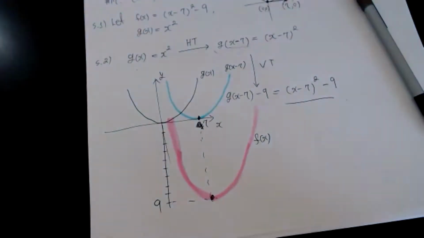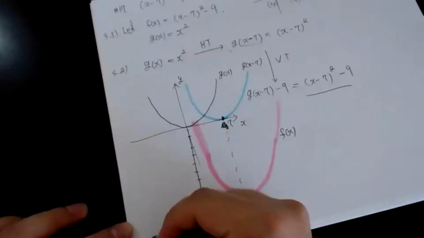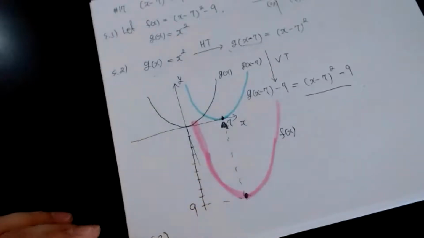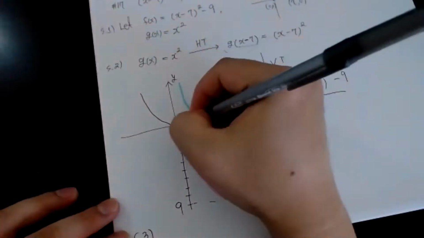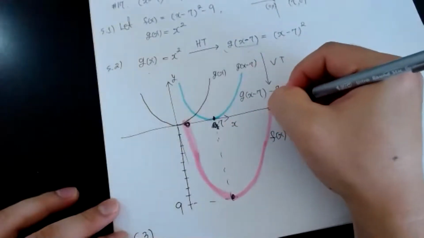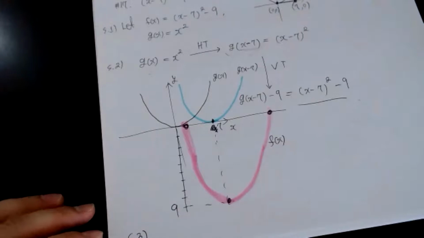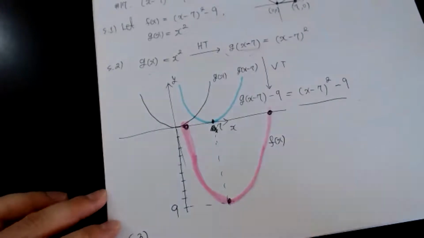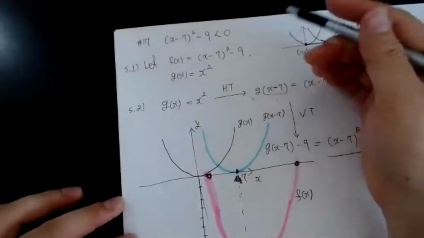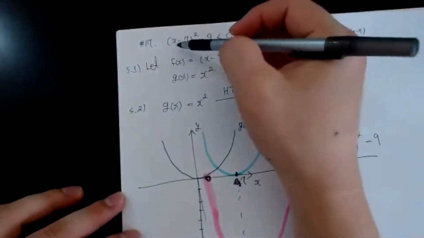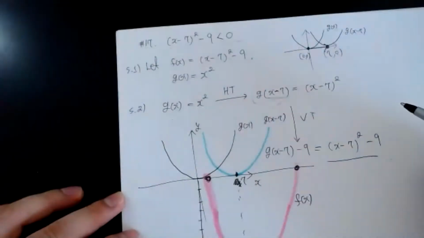Okay, so now what are you going to do? Step 3 is what? We have to find the x-intercept, right? See that x-intercept right here, and then right there. Why do we have to find the x-intercept? Because, back to the problem, don't forget that the goal is to find the solution set of that inequality, right?